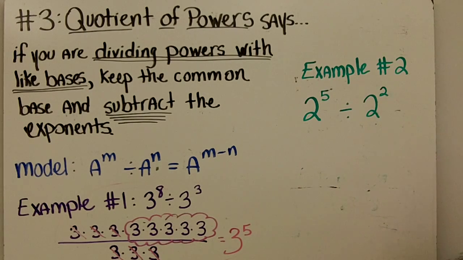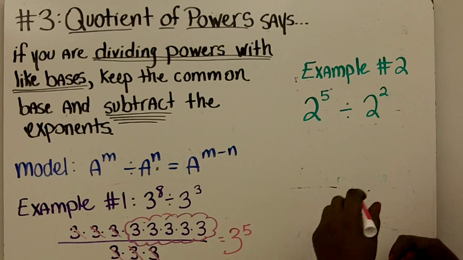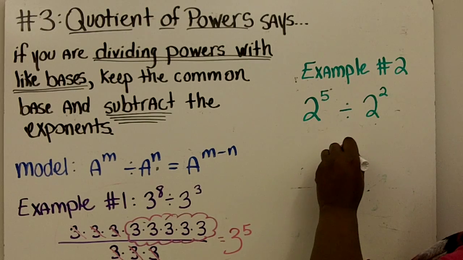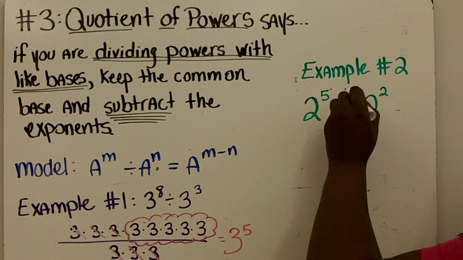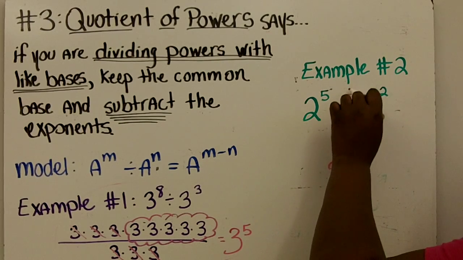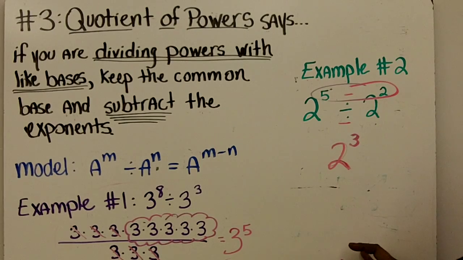So in this example, we have 2 to the 5th being divided by 2 to the second. What the rule says is that you will simply keep the common base of 2. And now, instead of adding the exponents, since we're dividing, we will subtract the exponents to get 2 to the third.